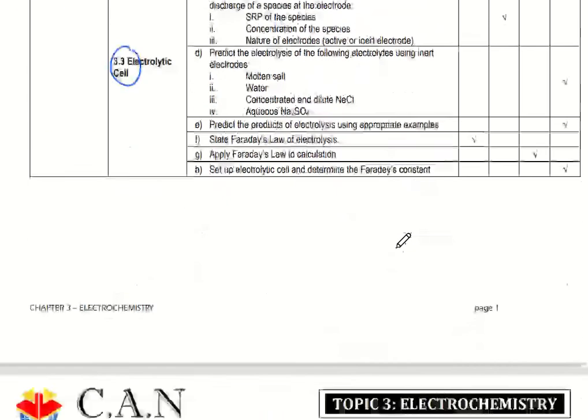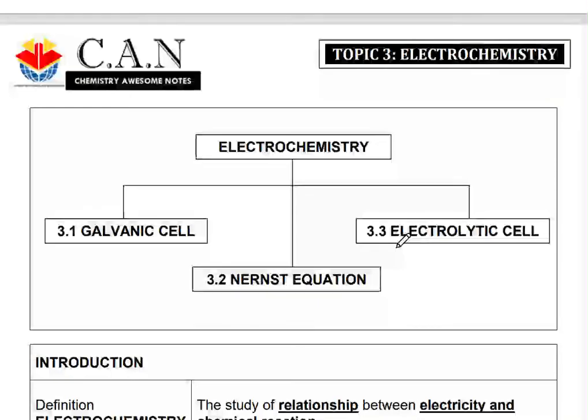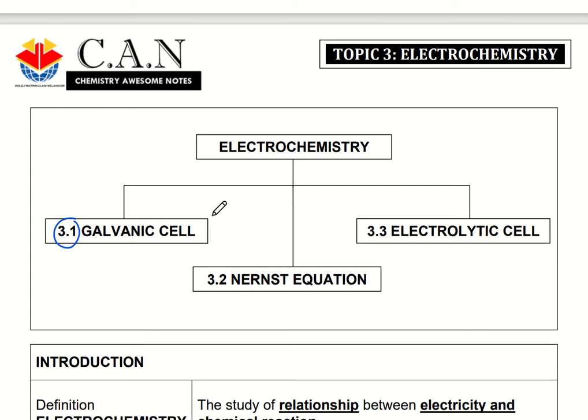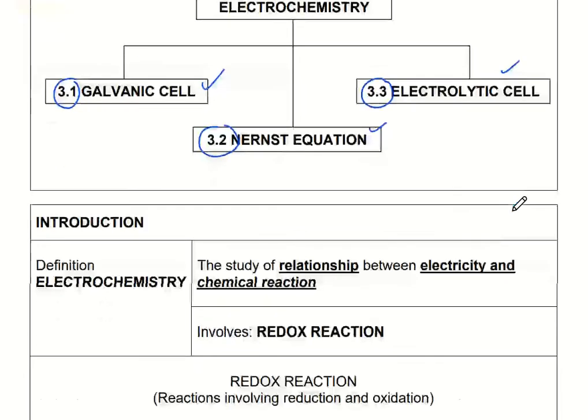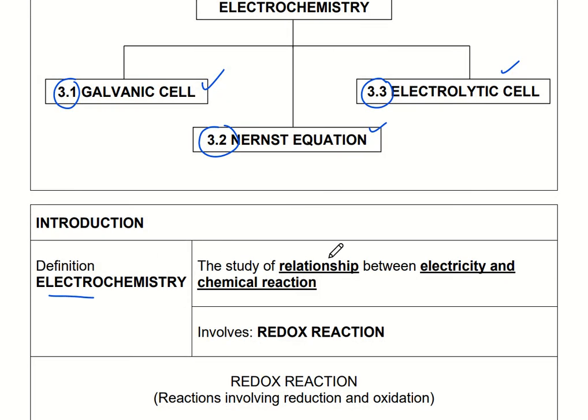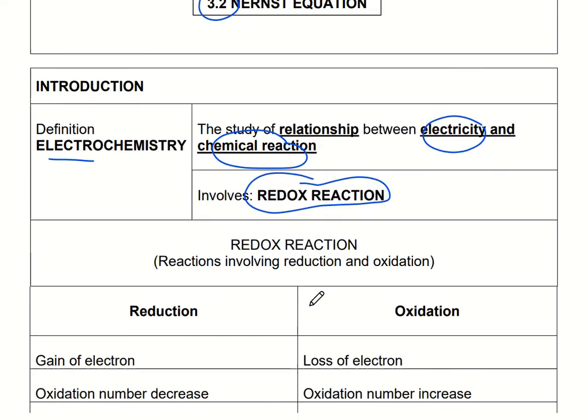Electrochemistry can be divided into three main subtopics. 3.1 you will learn about the galvanic cell, 3.2 the Nernst equation, and 3.3 the electrolytic cell. So what is electrochemistry? Electro means electricity. It is the relationship between electricity and chemical reactions. This actually involves the redox reaction. So what does redox mean?